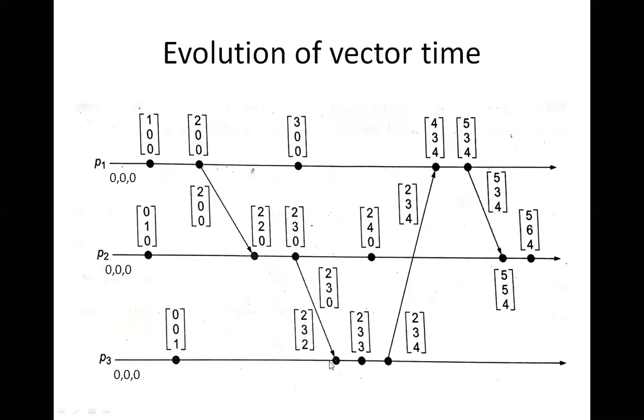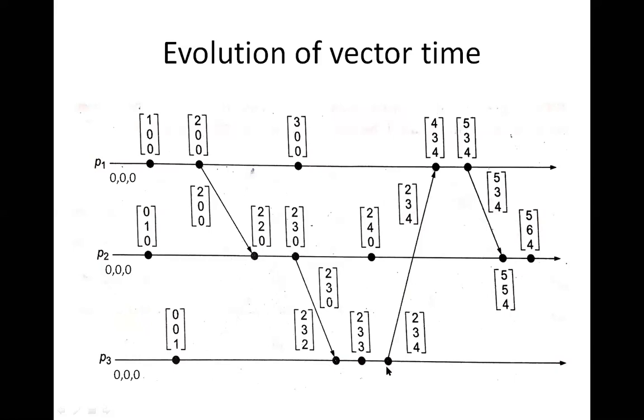Now the next event which occurred at process P3 is the third event, and the third component of the vector represents the events happening in that same process. So this is the third event, and the vector time, or timestamp, of this event will be 2, 3, 3.